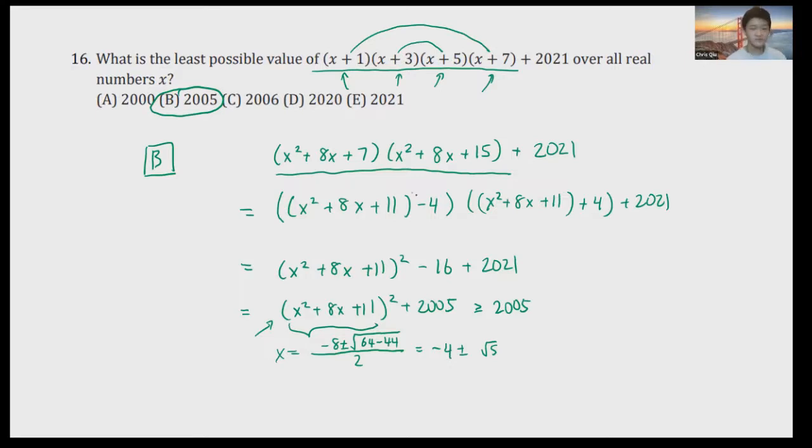All right, so that's problem 16. I'll wait for any other questions before moving on to problem 17. All right, I'm not getting any more questions, so we can move on to problem 17.